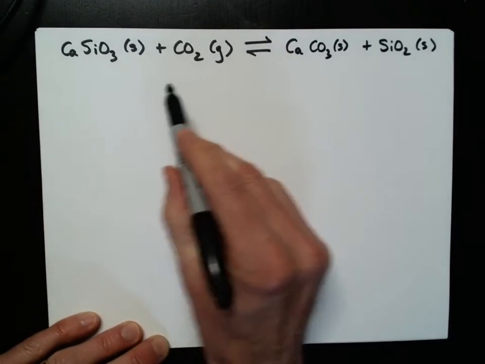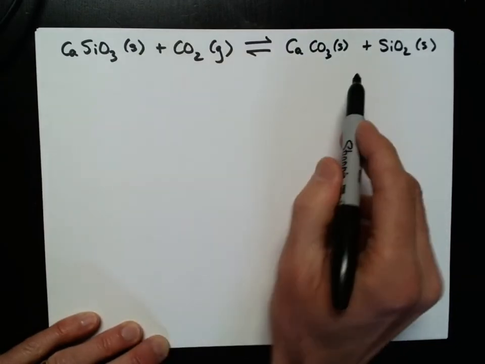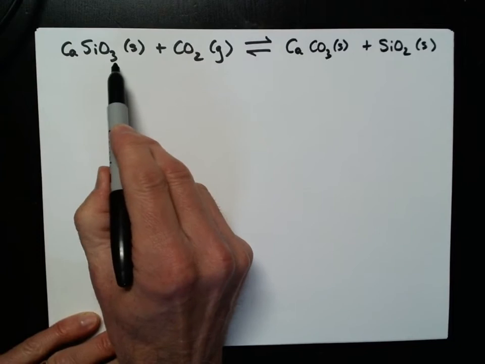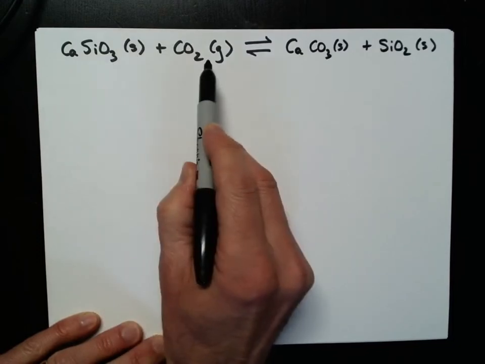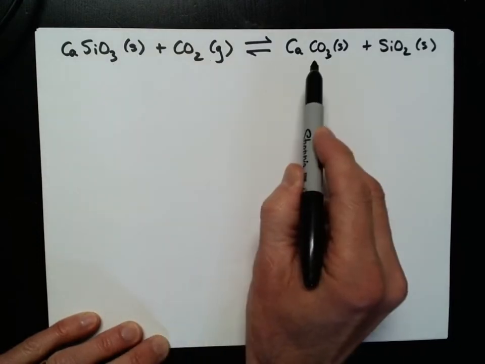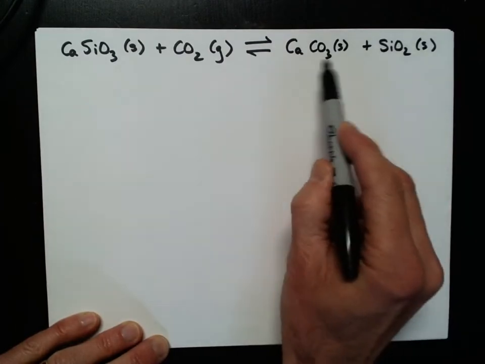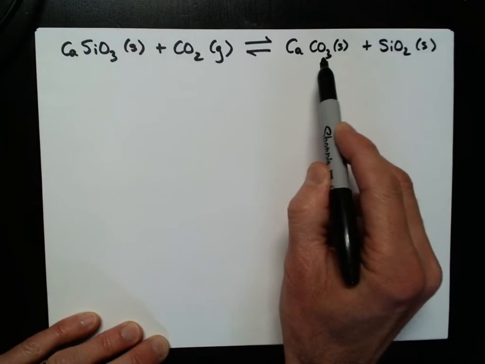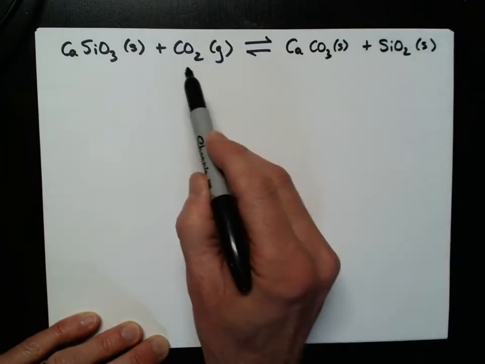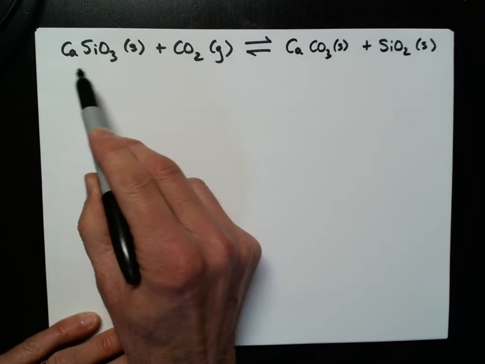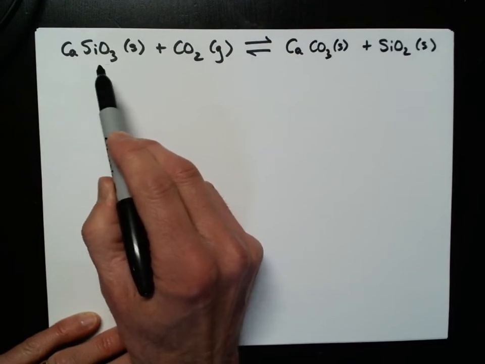Okay, I'd like to take a little time and look at this particular reaction here, which is the reaction between calcium silicate, solid, and carbon dioxide gas, going to calcium carbonate and silicon dioxide. This is just seashells and limestone. This is sand. This would be carbon dioxide in the atmosphere, and this is found in a lot of rocks.